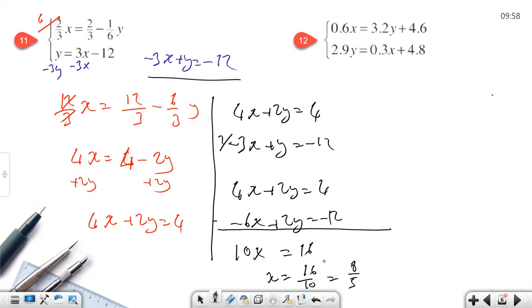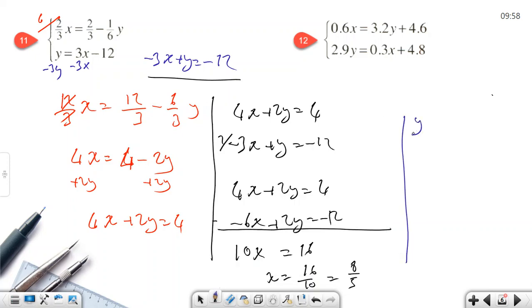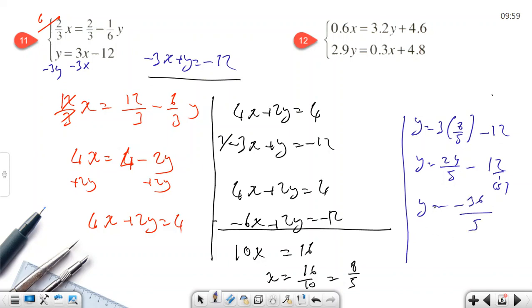That's the first. And I can substitute x equals 8 over 5 into the equation. Let's change the color and do it, to find the y value. y equals 3 times 8 over 5 minus 12. y equals 24 over 5 minus 12. To make the denominators equal, I need to enlarge by 5. 24 minus 60 is going to be negative 36 over 5. y equals negative 36 over 5.